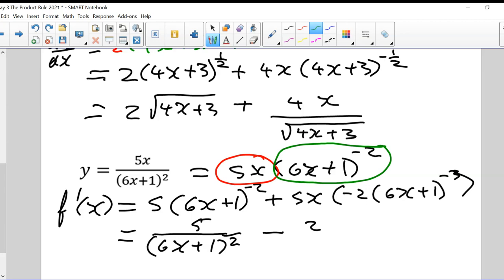Well, I'm missing something, am I not? What am I missing from that second part, folks? The 6. Thank you very much. Yes, maybe that's what Anika was noticing. I should have multiplied this by the inside function, which is times 6. That's absolutely missing.